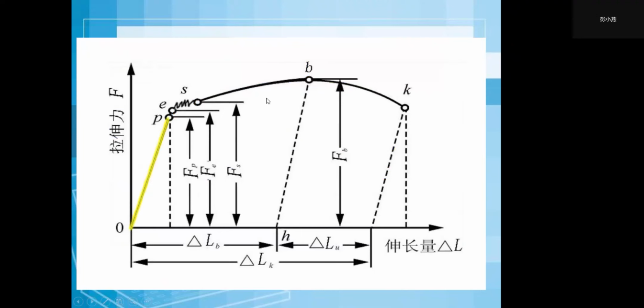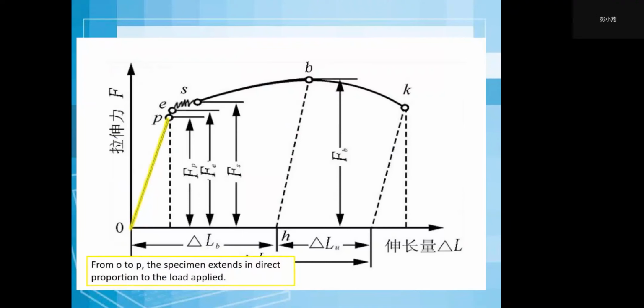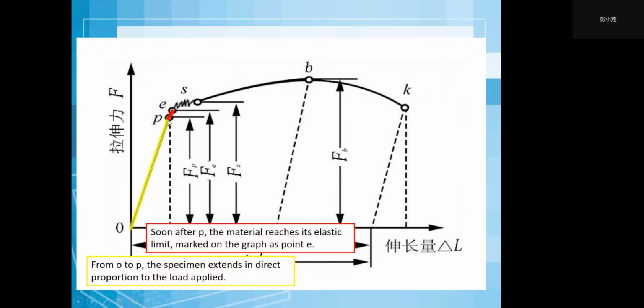Let's see the curve. From O to P, the specimen extends in direct proportion to the load applied. And then, after P, the material reaches its elastic limit, marked on the graph as point E. This point E.